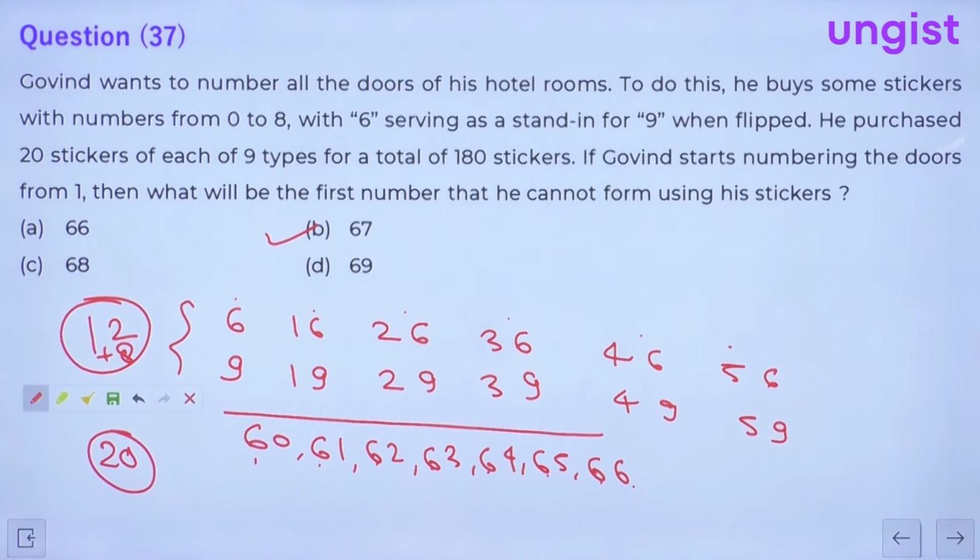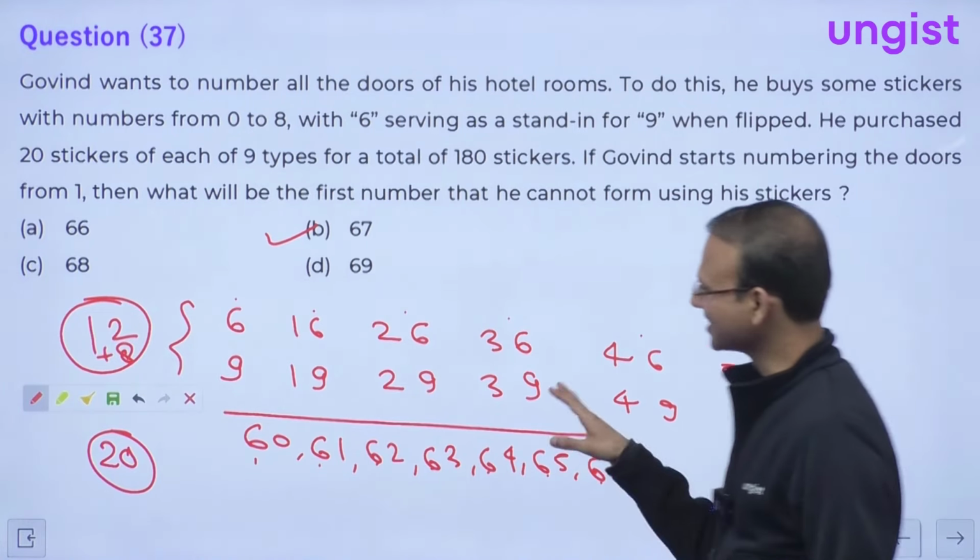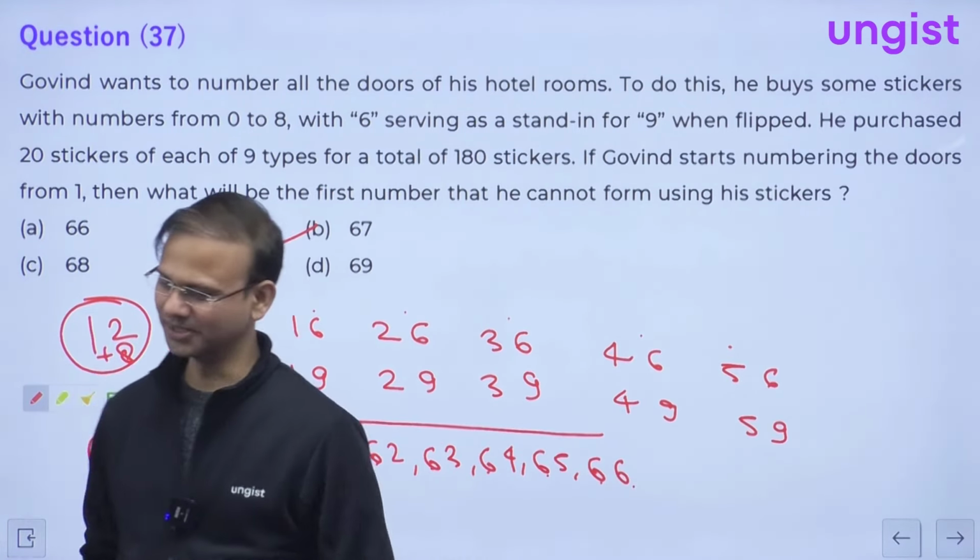Okay, let's go. I really like this question. That's why I felt this should be included.